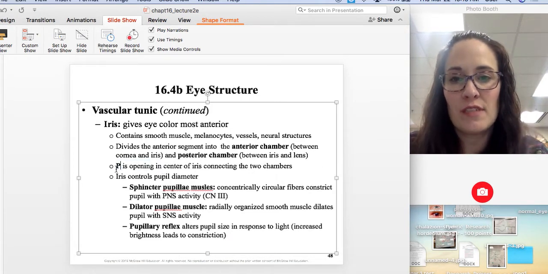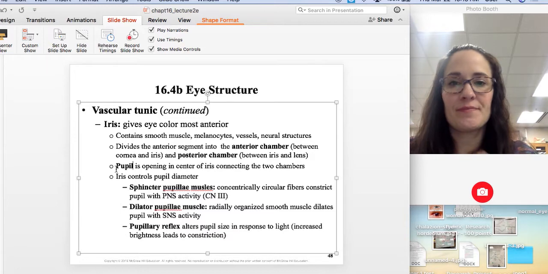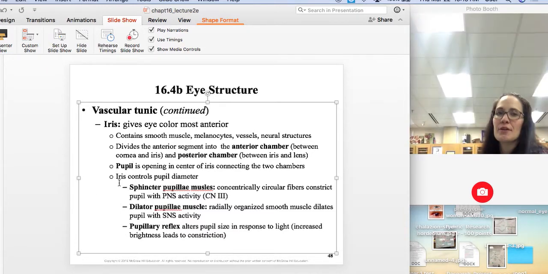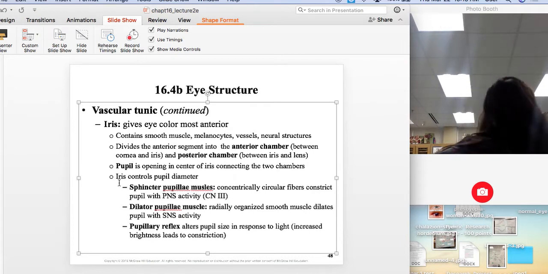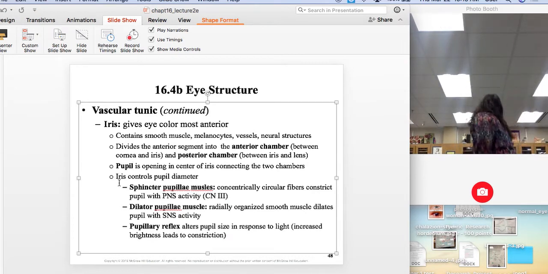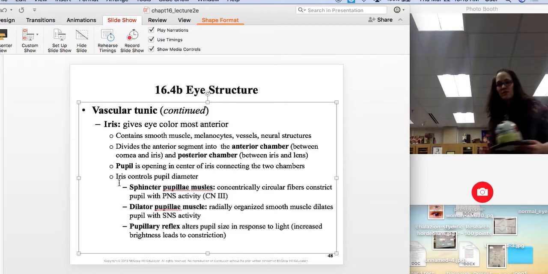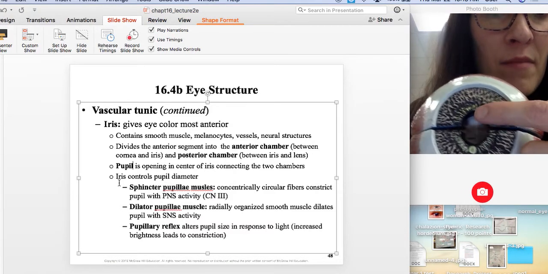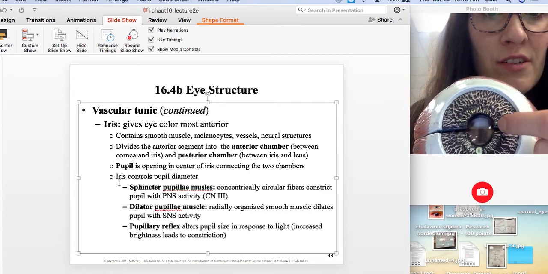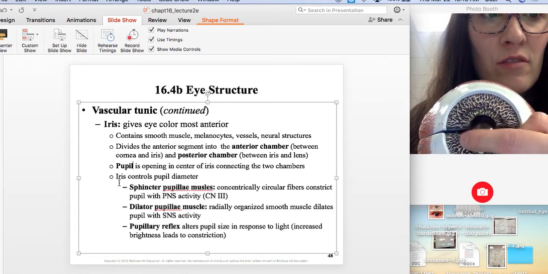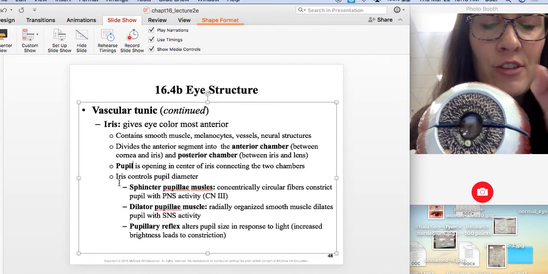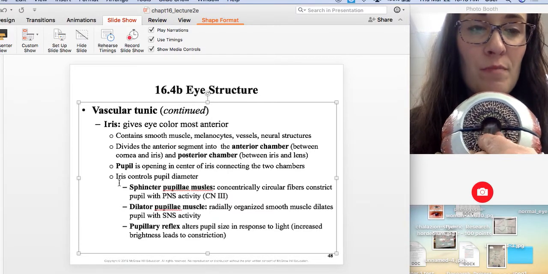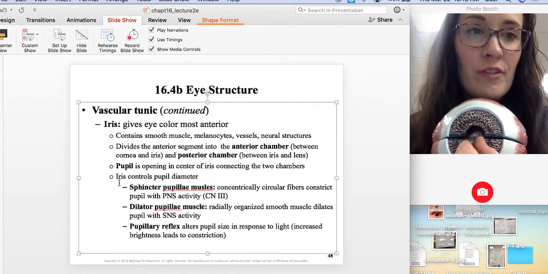The pupil is the opening of the iris, and the iris controls pupil diameter. You have 2 layers of muscles. I'm going to grab my model. Okay. The middle muscles are the sphincter concentric circle fibers, that when they contract, make the pupil smaller. So that's your parasympathetic nervous system.